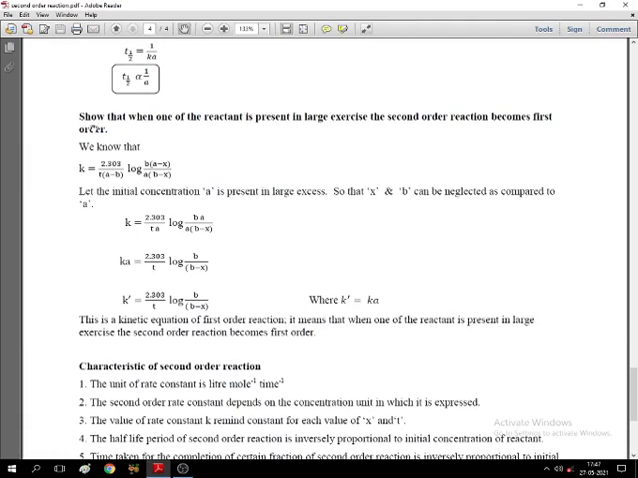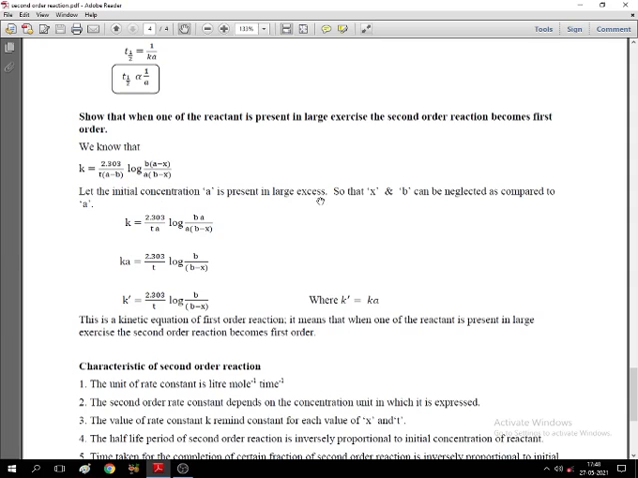Now then, another question may ask, show that when one of the reactant is present in large excess, the second order reaction becomes the first order, right? Now here we consider a reaction, rate constant when A is not equal to B, that is k is equal to 2.303 divided by t into a minus b log of b into a minus x upon a into b minus x. Now let initial concentration A is present in large excess.